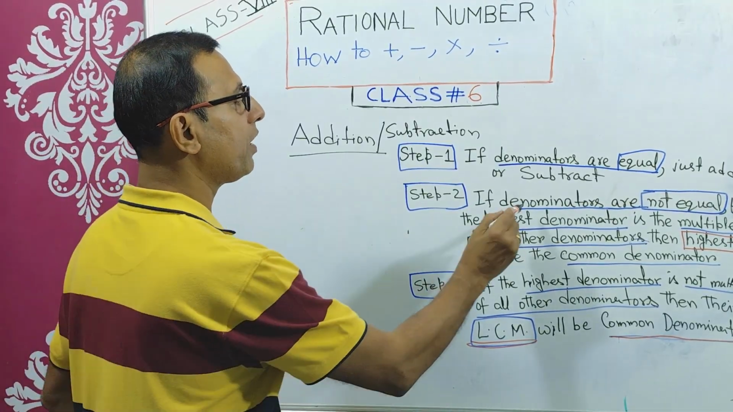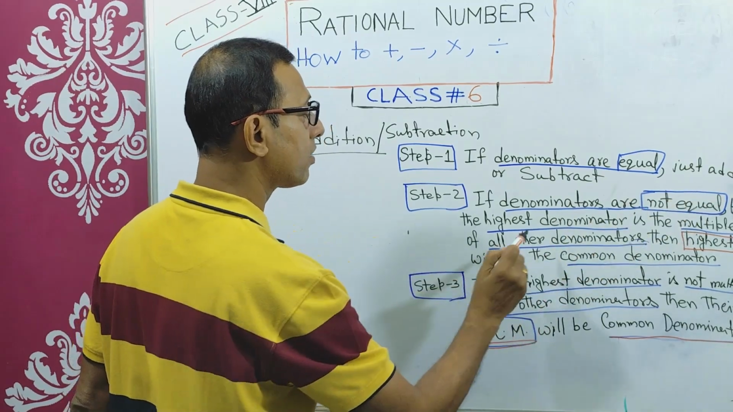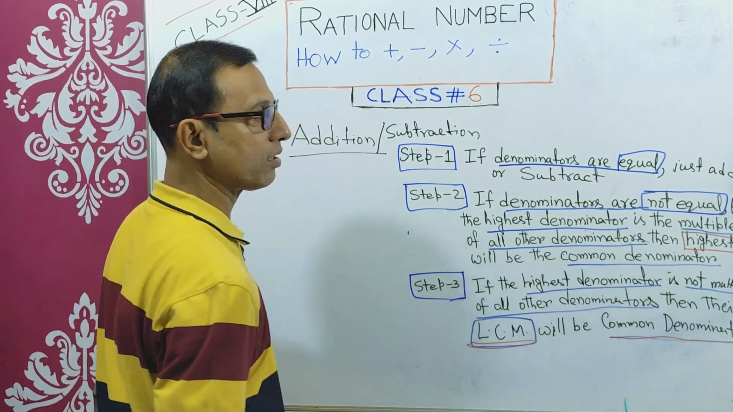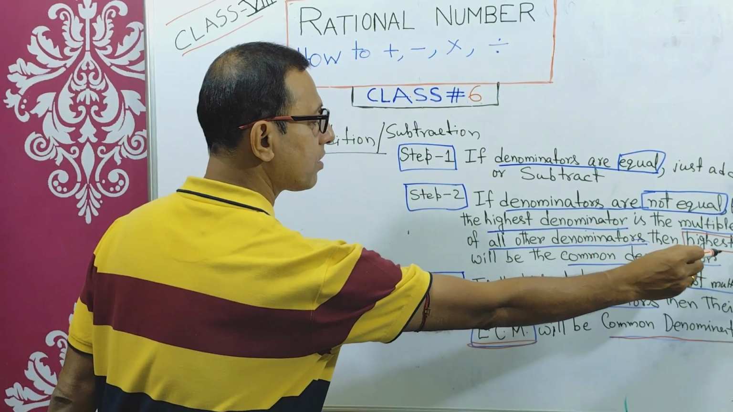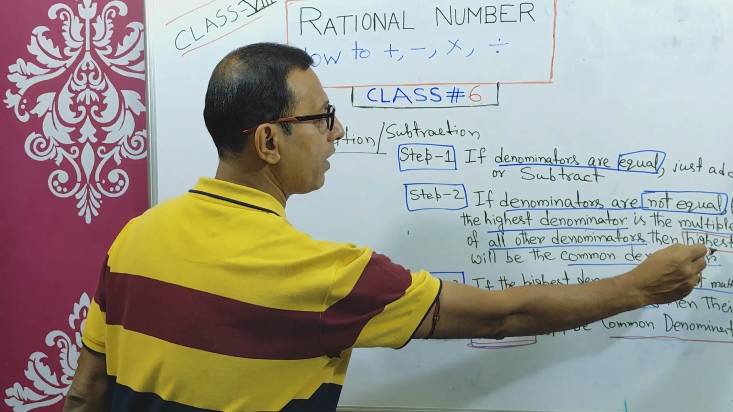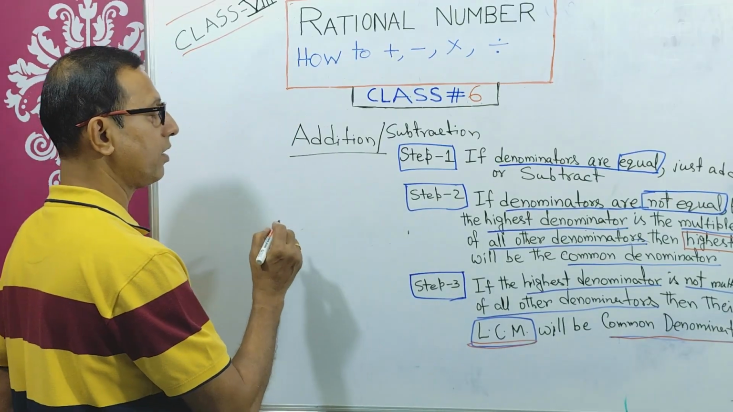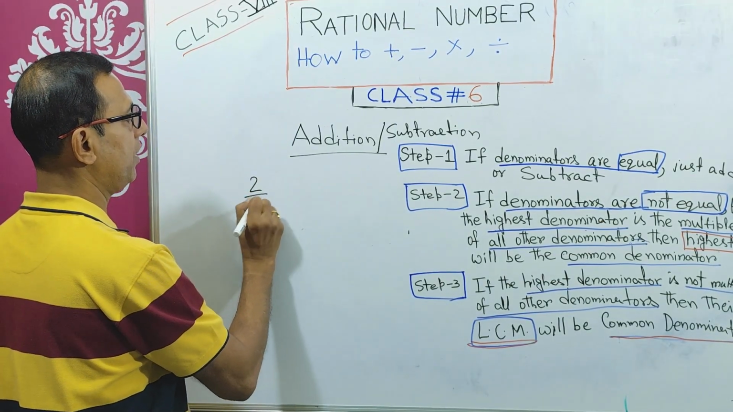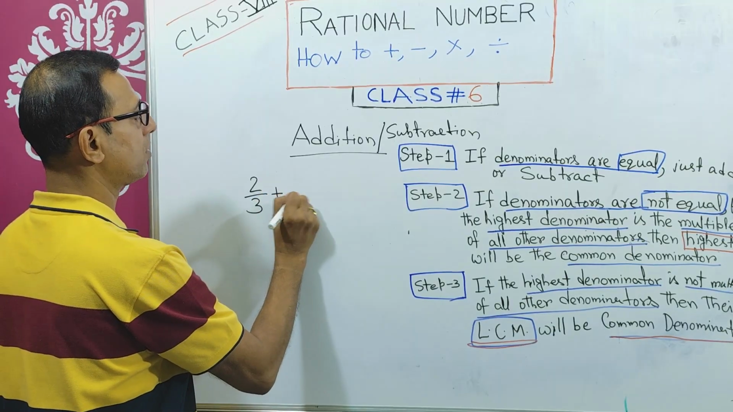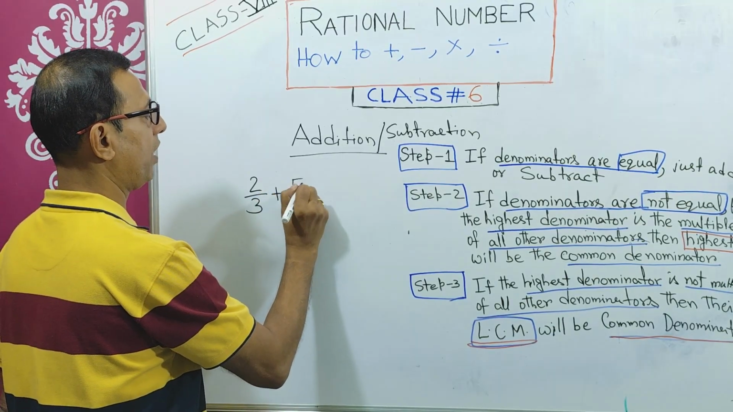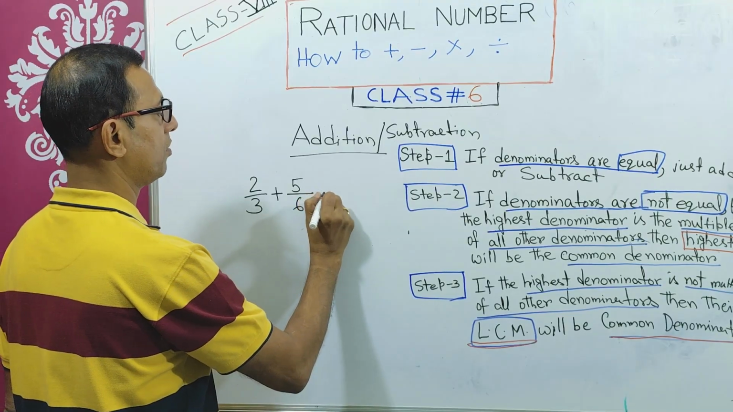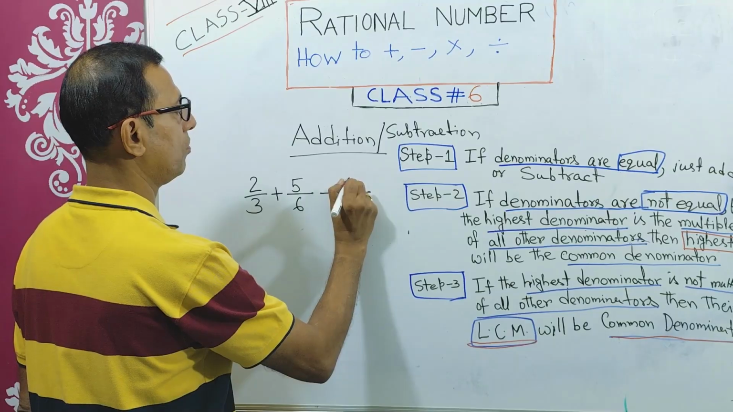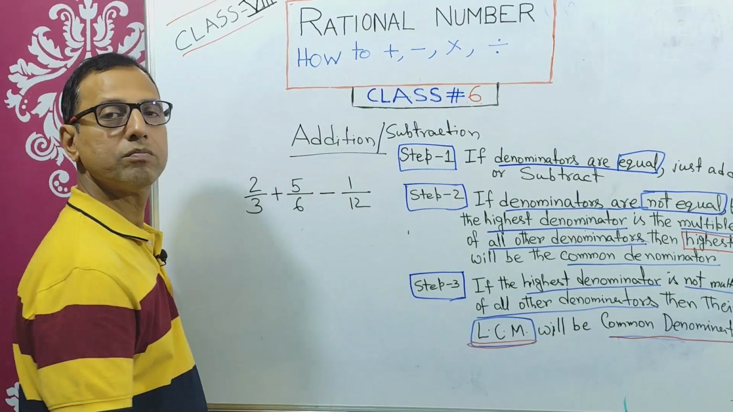If denominators are not equal, but the highest denominator is a multiple of all other denominators, then the highest one will be the common denominator. Let's say 2/3 plus 5/6 minus 1/12.